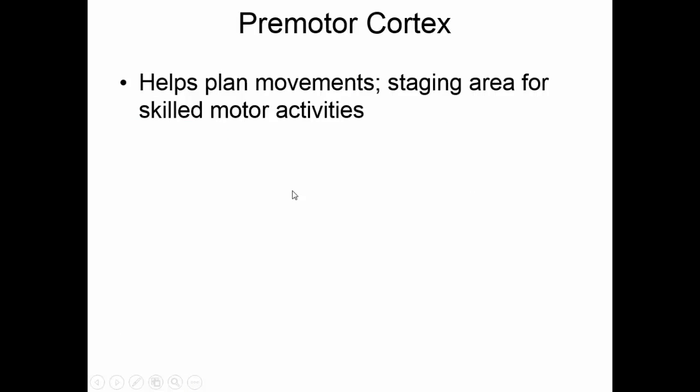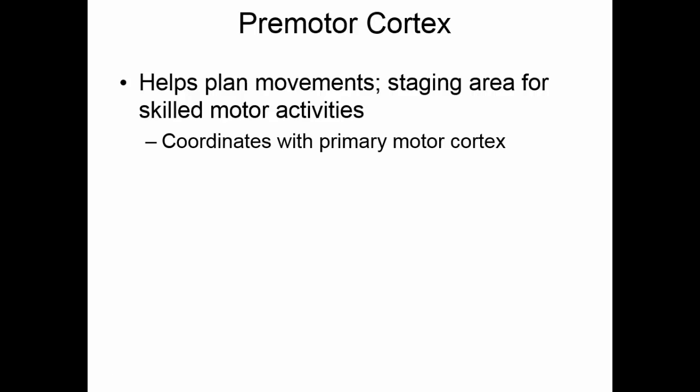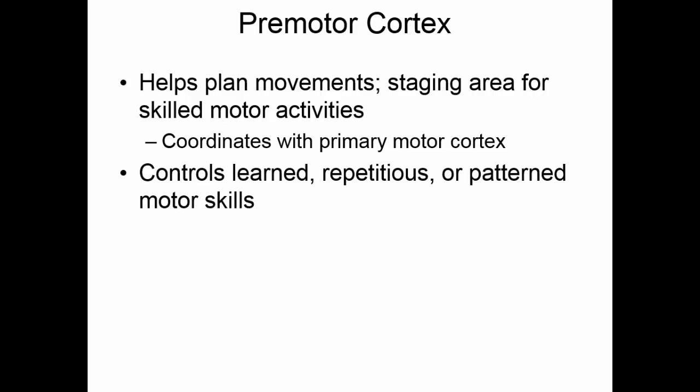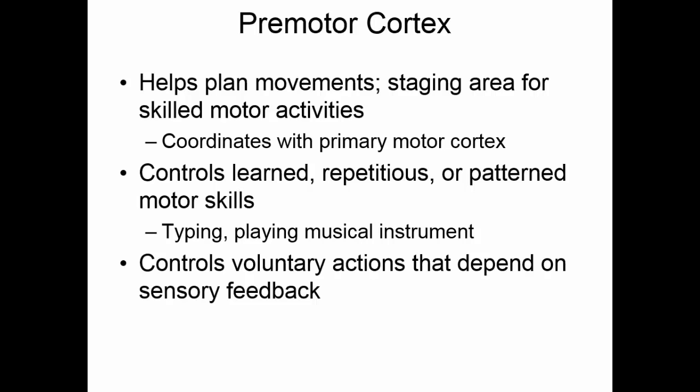The premotor cortex helps plan movements. This is the staging area for skilled motor activities. It's going to coordinate with the primary motor cortex. It helps control learned, repetitious, or patterned motor skills. This is where your typing skill lays, or if you play a musical instrument, it's housed here. It controls the voluntary actions that depend on sensory feedback.